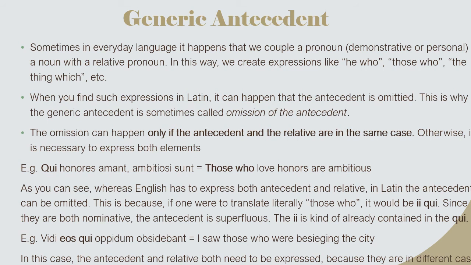Vidi eos qui oppidum obsidebant. I saw those who were besieging the city. One could also translate, I saw the men who were besieging the city. But since eos is accusative and qui is nominative plural, they need to be expressed. Like the antecedent cannot be omitted. Otherwise, it would not be clear and also grammatically incorrect.